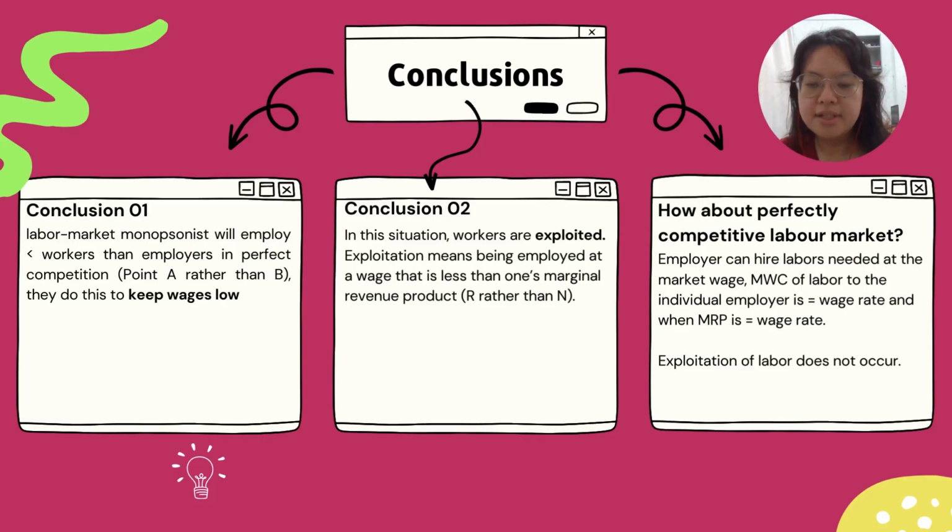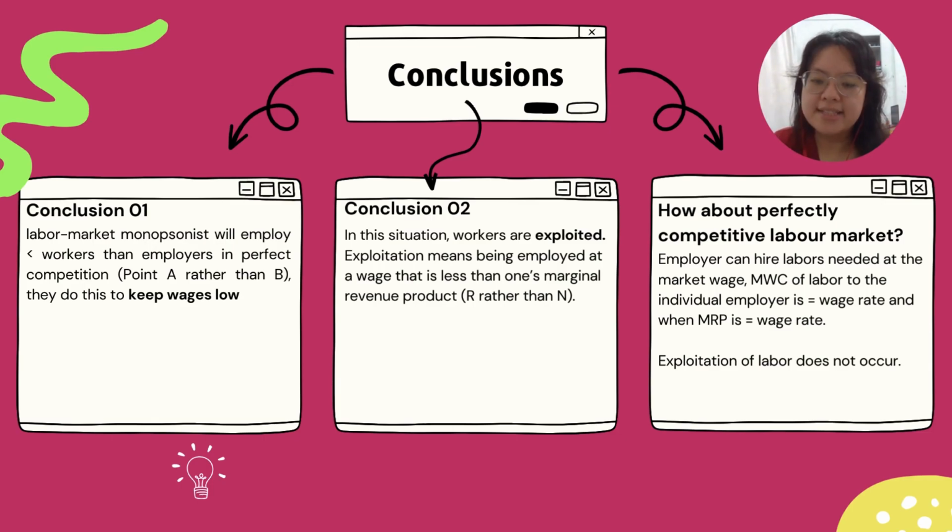We can get three conclusions from this. The first conclusion is that labor market monopolists will employ fewer workers than employers in perfect competition, point A rather than B, because they do this to keep wages low. The second conclusion is that in this situation, workers are being exploited. Exploitation means being employed at a wage that is less than one's marginal revenue product, which is R rather than N, because they are receiving less wage than they should have been receiving.